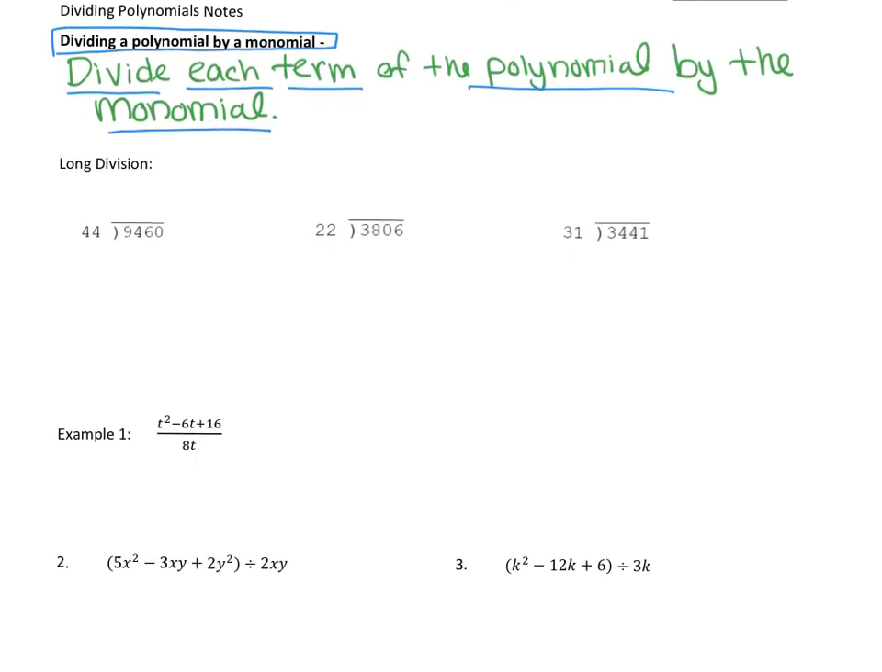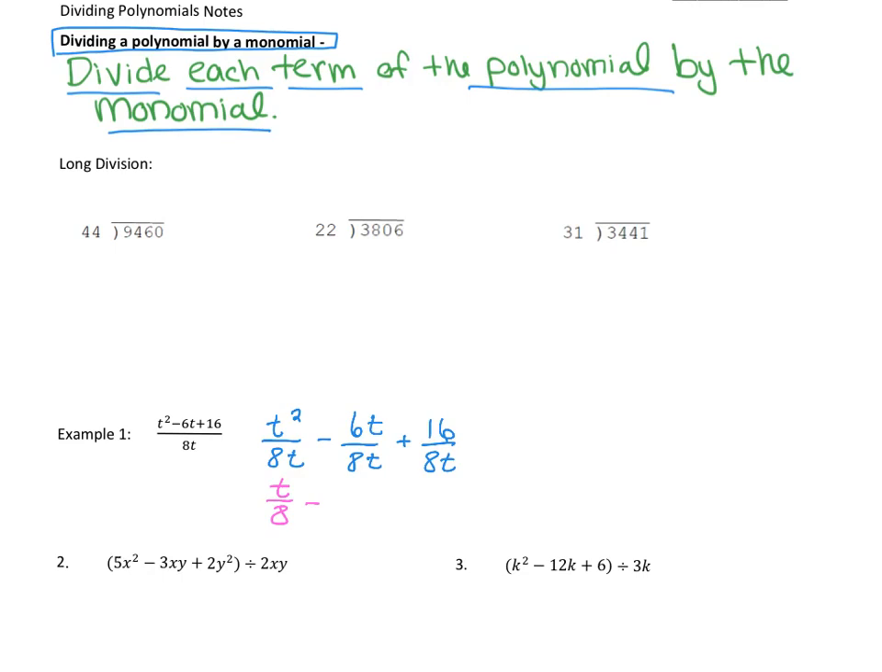And so right now I have a polynomial as my numerator and a monomial as my denominator. So what I'm going to do is take each value of my numerator and divide it by my denominator. And then I'm going to simplify anything that's simplifiable. So my first one, I have t squared on top and a t on the bottom. So that will simplify to t over 8.